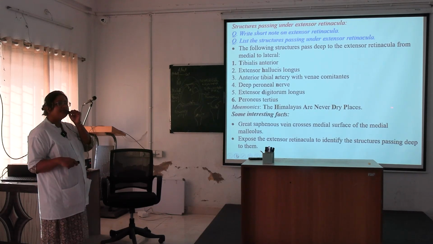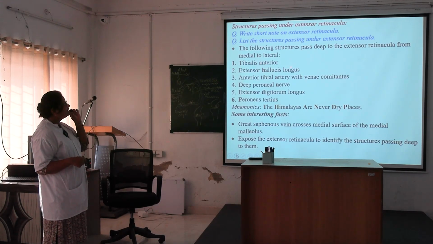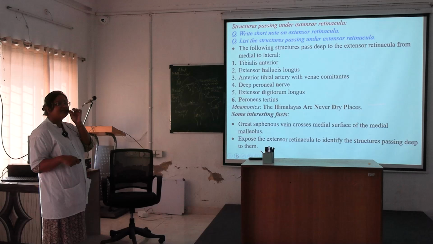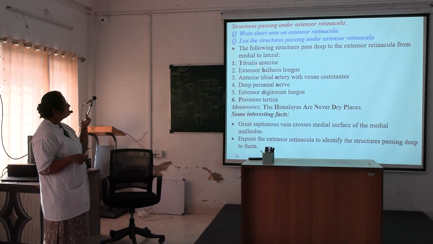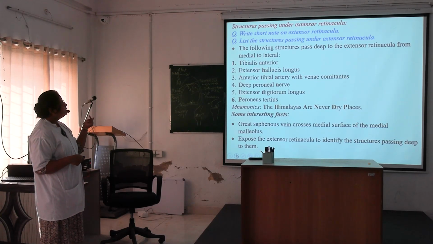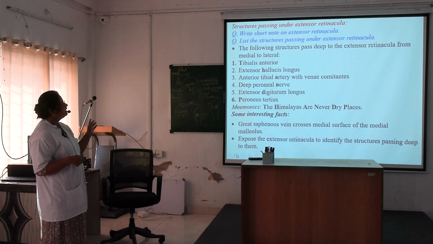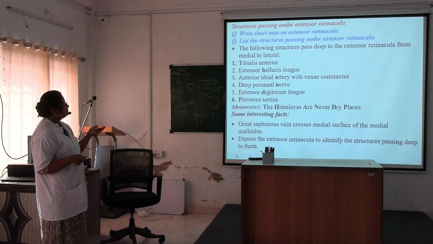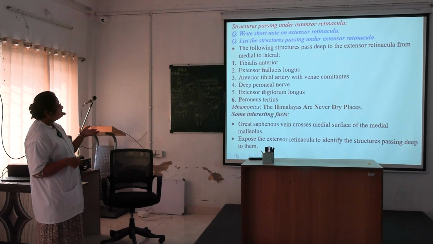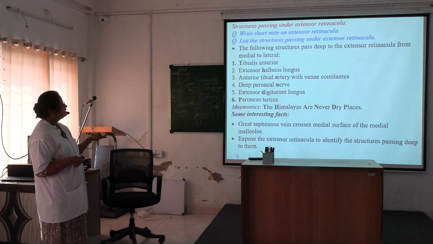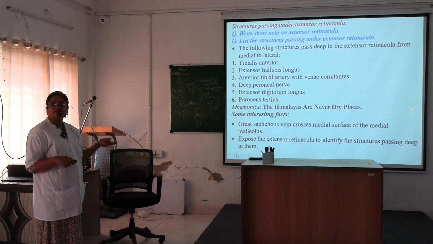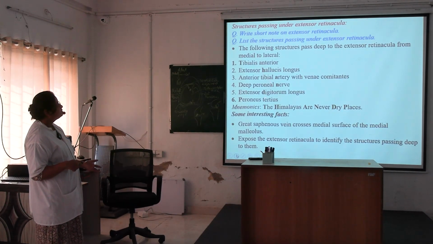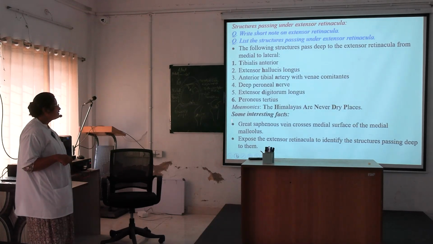Another Bengali mnemonic is there. TB hole ami bhai, noroker dak pai. TB is tibialis anterior, hole is extensor hallucis longus, ami bhai is artery with venae comitantes, noroker dak pai: N is nerve, D is extensor digitorum longus, and P is peroneus tertius. So as you wish, you can remember it like this.